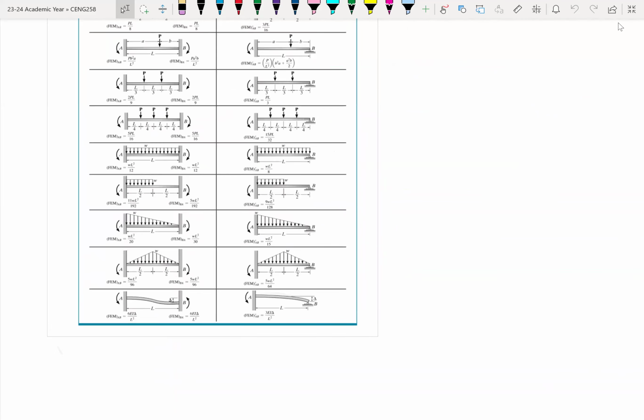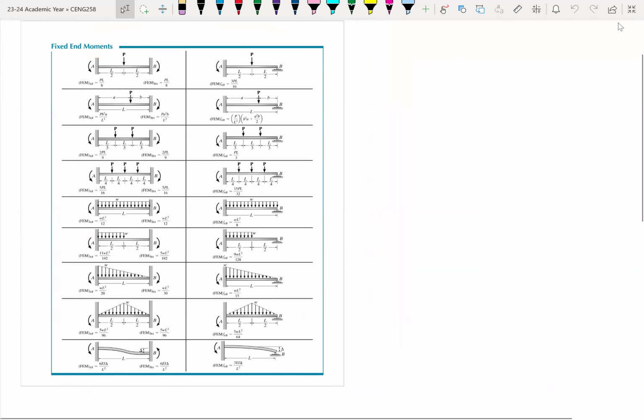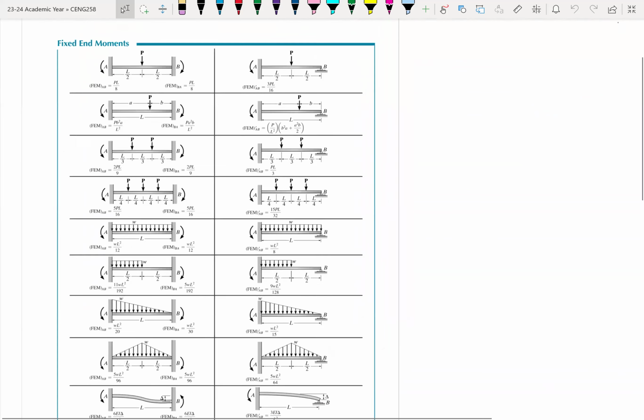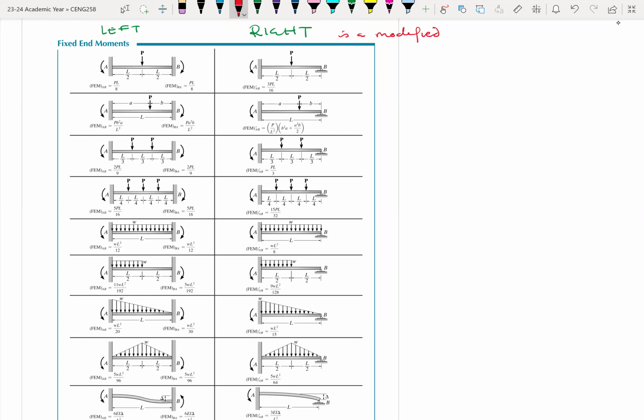So these are the fixed end moments. There are two sets of fixed end moments, the one on the left and the one on the right. The one on the right is a modified version of the one on the left. Let me make it simple. I'll explain why it's modified later.